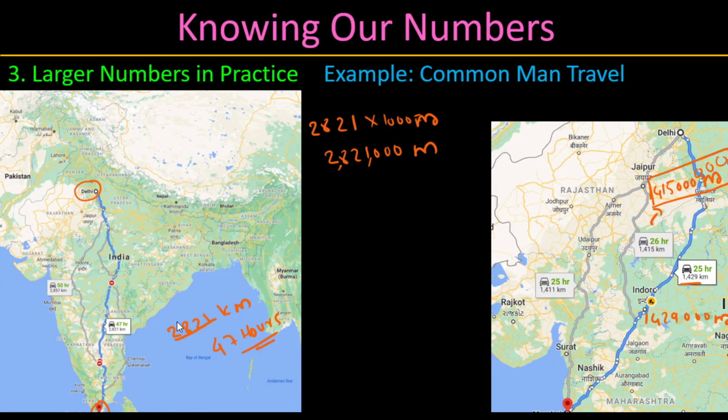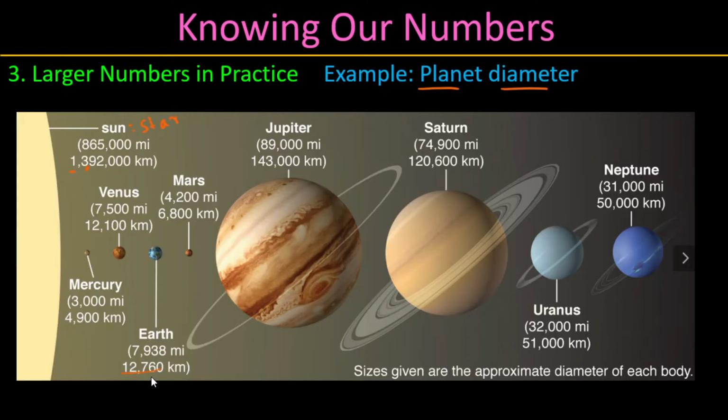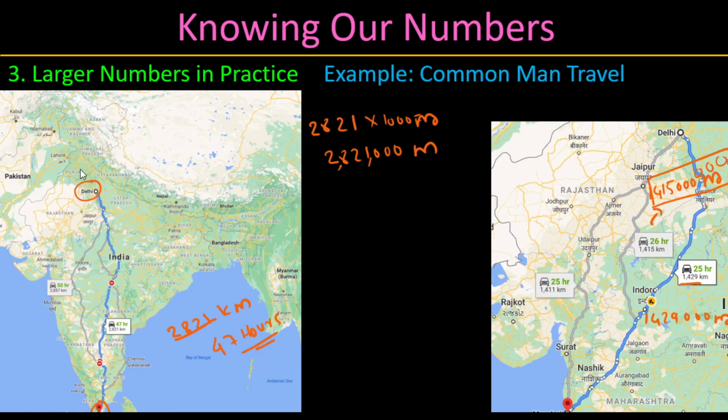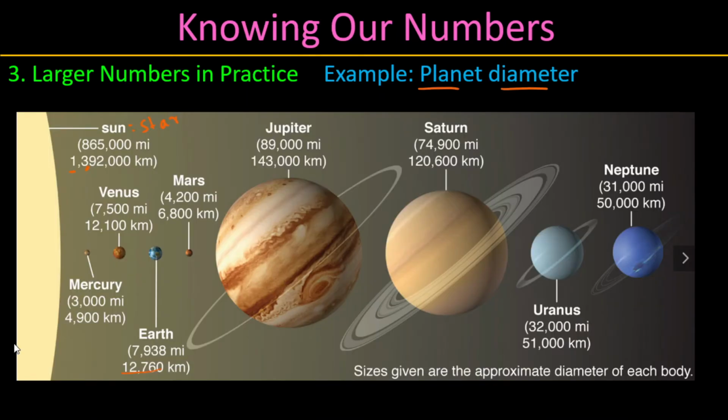You see here, the distance is 2,821 kilometers, and it requires 47 hours. Our Earth is 12,760 kilometers. Just now you see here, if you travel 6 times from Delhi to Kanyakumari, you will almost cover the complete Earth diameter, just for your information. And the Mars is 6,800 kilometers in diameter, and the Jupiter is approximately 1,43,000 kilometers. The Sun is 1,392,000, and Jupiter is 143,000 in diameter. Saturn is 1,20,600 kilometers in diameter.